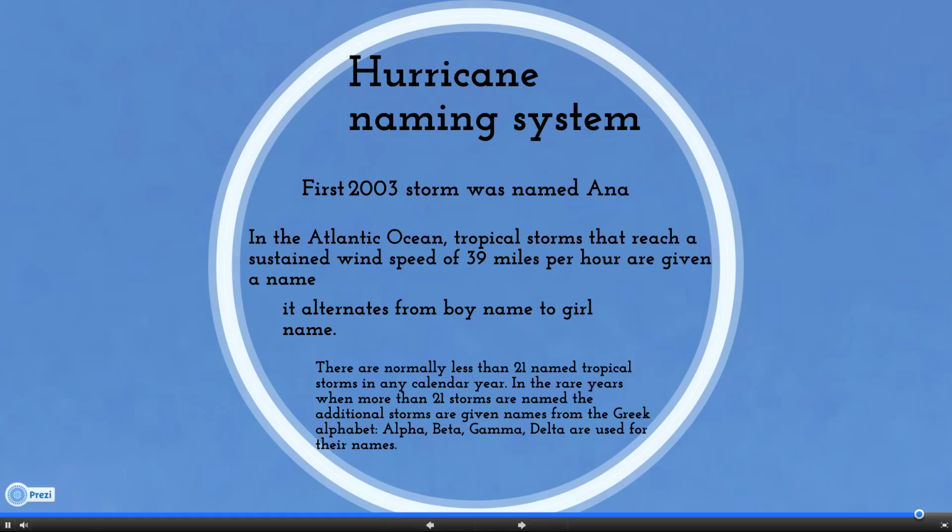Hurricanes are named by a boy name or a girl name, and they start out with A, and they alternate from every storm after it.